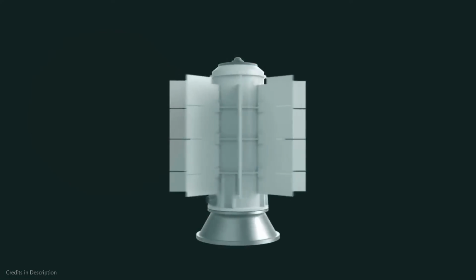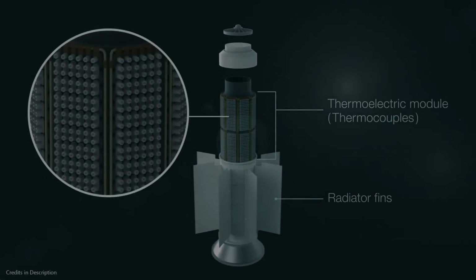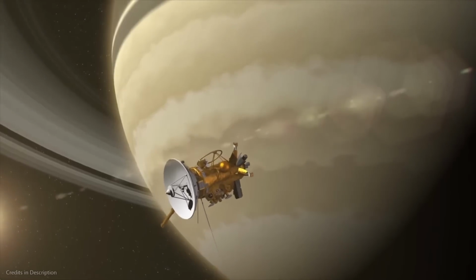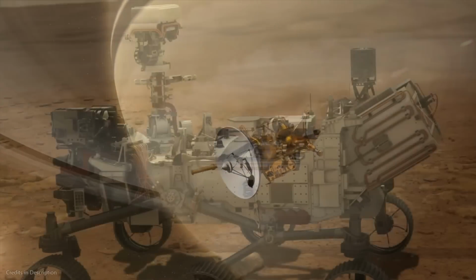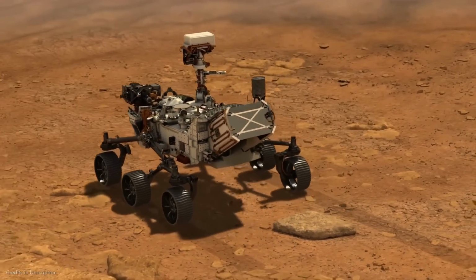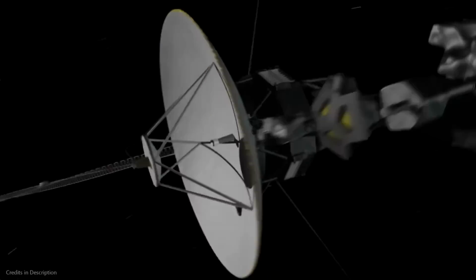RTGs are simple, reliable, and can operate for many years, which makes them ideal for space probes, like the Voyager and Cassini spacecraft, as well as the large rovers that have been sent to Mars. RTGs work best for applications where refueling or maintenance is not possible. However, RTGs produce only a small amount of power for their mass.